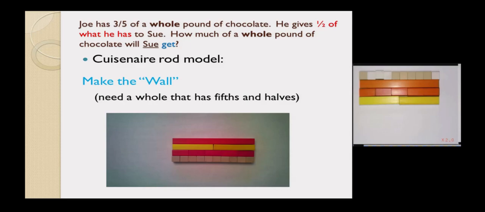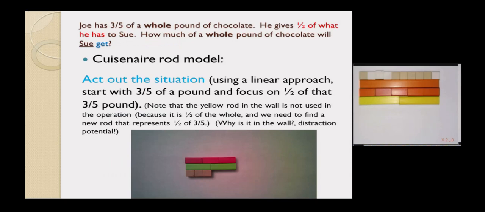So there is the wall. We're going to act out the situation, again, using a linear approach. Notice that from here to here is the 3/5 pound of chocolate that we start with, but we want to give somebody half of what we had. So we have to go search for another rod that actually divides this 3/5 up into 2 equal pieces. This lime rod here is actually half because it takes 2 of those to make up the 3/5. So this is a half of the 3/5.